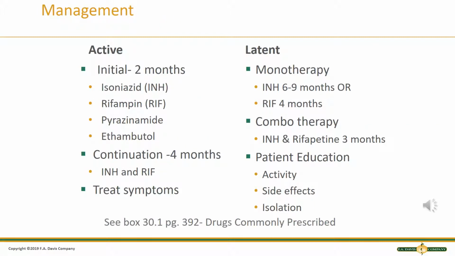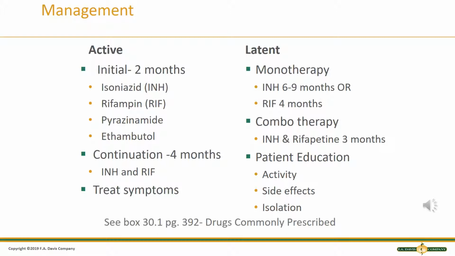The treatment goal is to be curative, but also to prevent transmission to others. You have 2 different regimens that you can do, and it depends on if you have an active or a latent finding. Prior to doing any treatment, you're going to want to do some baseline labs, at least a CBC and a CMP. If there's going to be treatment with ethambutol, you're going to want to do a visual acuity test and a red-green color perception test. If there's going to be treatment with pyrazinamide, then you're going to want to do a uric acid test.